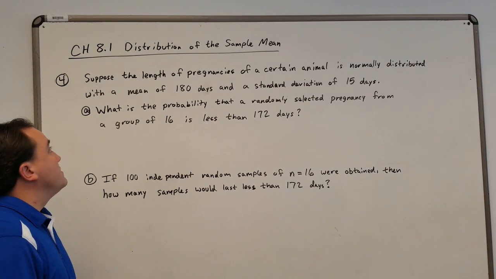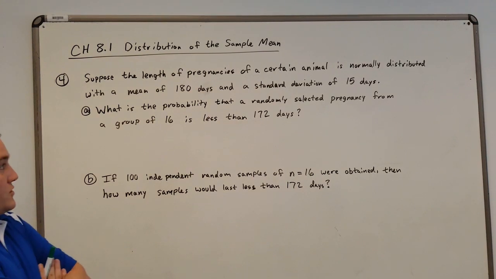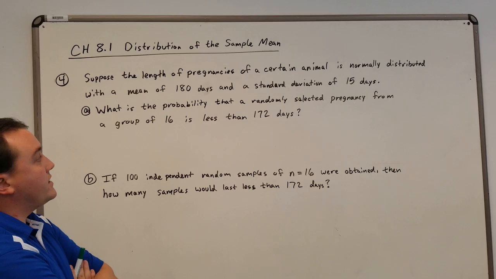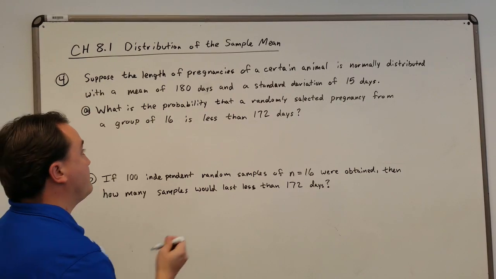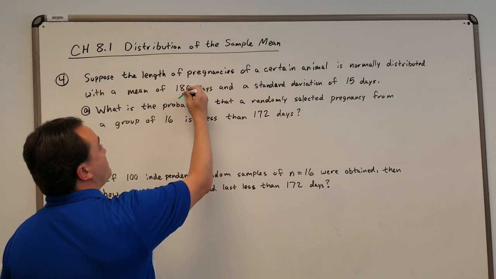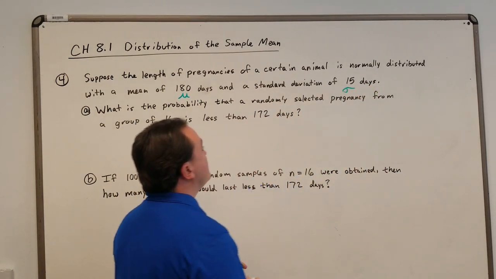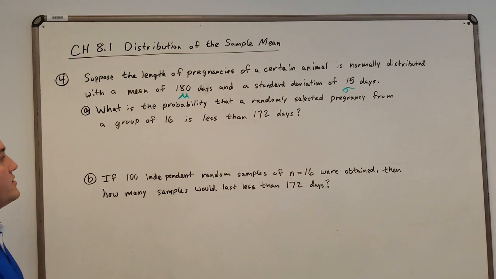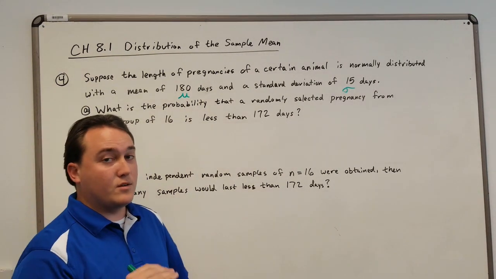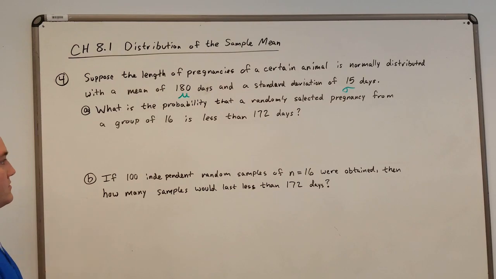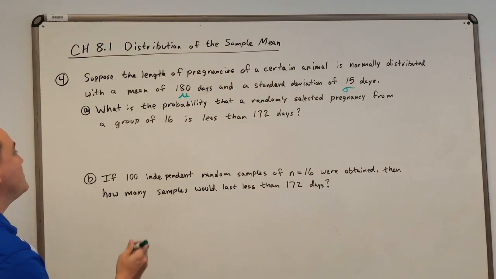Okay. Suppose the length of pregnancies of a certain animal is normally distributed with a mean of 180 days and a standard deviation of 15. So we have a mean given from a population and a standard deviation of 15. What is the probability that a randomly selected pregnancy from a group of 16 is less than 172 days? All right, so all the work that we just did that was in pieces, we have to put that all together and do that all at the same time to get this answer. And then we can answer this.